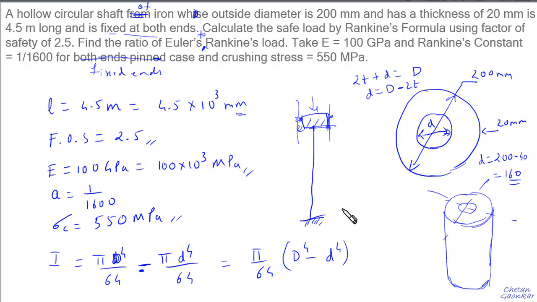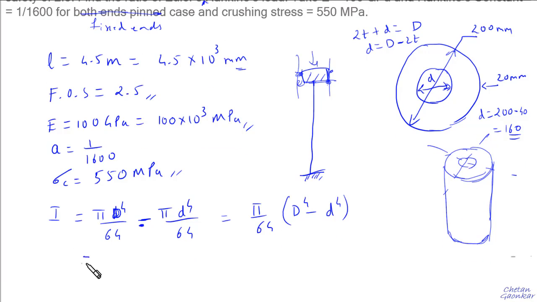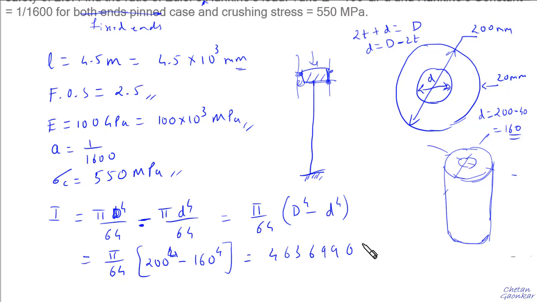If I substitute this here, it is pi divided by 64 times 200 to the power 4 minus 160 to the power 4. This will be equal to 463,699.08 mm to the power 4. This is the value of I.